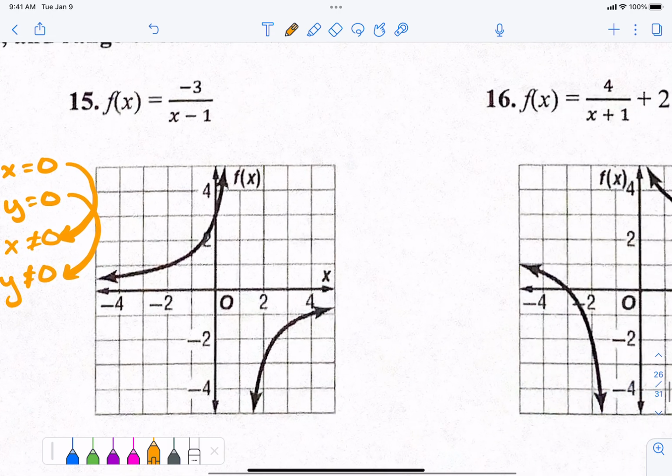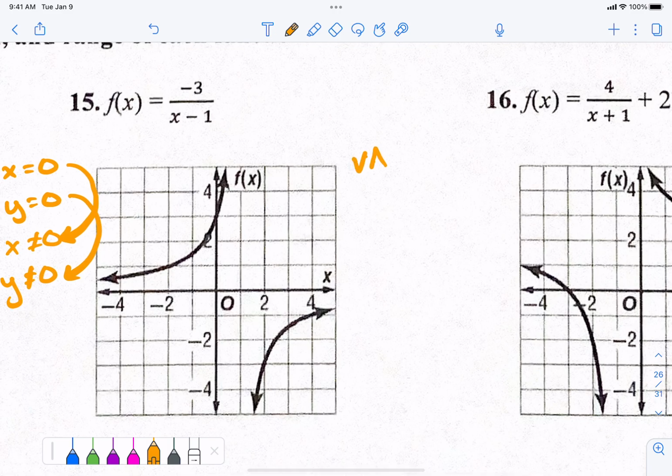15, we gotta do the same thing. VA, HA, domain, and range. Just keep in mind that the VA and the domain go together, HA and the range go together. Okay? All right, where's the vertical one at? Where's the vertical straight up and down one? This is kind of hard to see maybe. One. One. One. Or no, one.